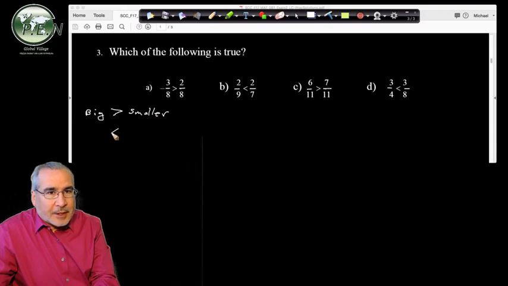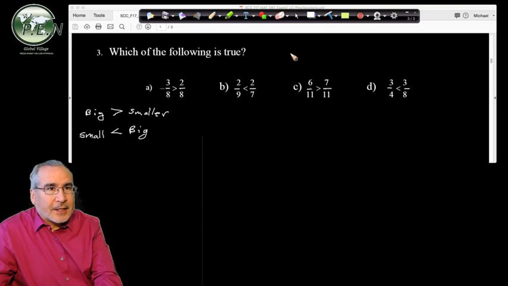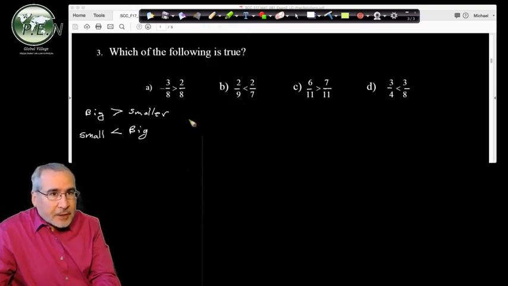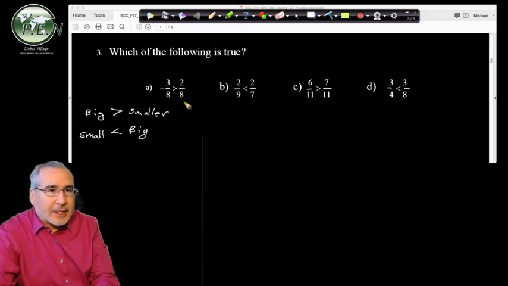When we see it going the other direction, it means the bigger side's over here and the smaller side is over here. So we're looking at these. We're comparing two fractions, and let's see how we can do that. Now you could take each of these fractions, turn them to decimals, and then compare the decimals if you'd like to do it that way.